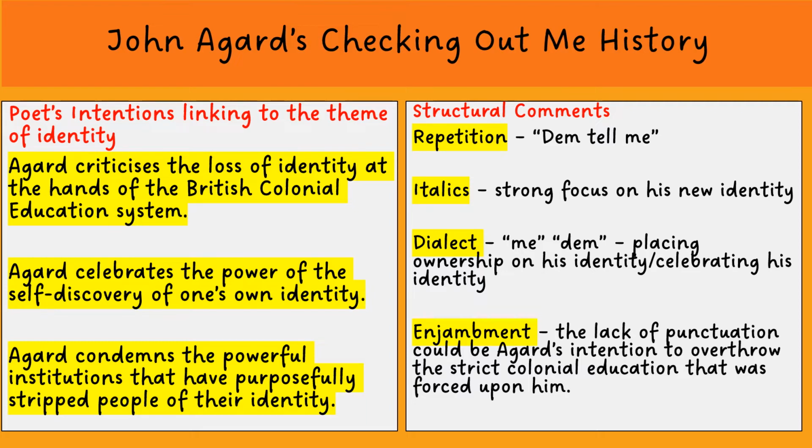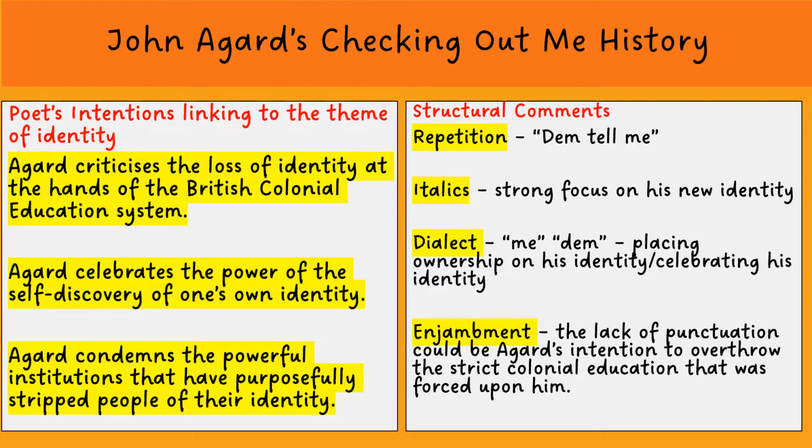You've got the use of italics when he's exploring his own history and his own knowledge of his history, and you've got that clear distinction between the knowledge that's been taught by the British colonial system and the knowledge that he has then sought out once he's realised that gaps in his identity have been caused by the colonial education system. You've also got the use of dialect, which is really critical to analyse.